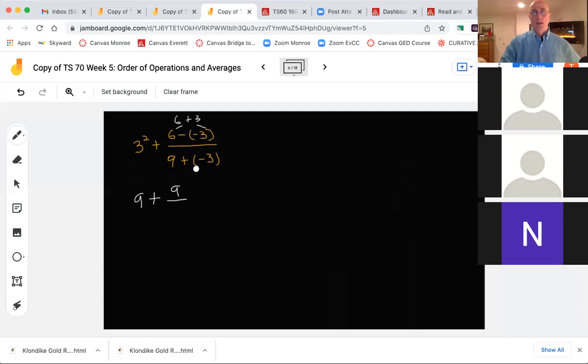Okay, I'm going to go down here to my denominator. Okay, and this is 9 plus a -3, which is just going to be 9 minus 3. Okay, because remember the rule when you're adding opposite integers, you subtract. So I have a +9 and a -3. You subtract and then you keep the sign of the greater number, the greater digit. Okay, so 9 minus 3 is 6.